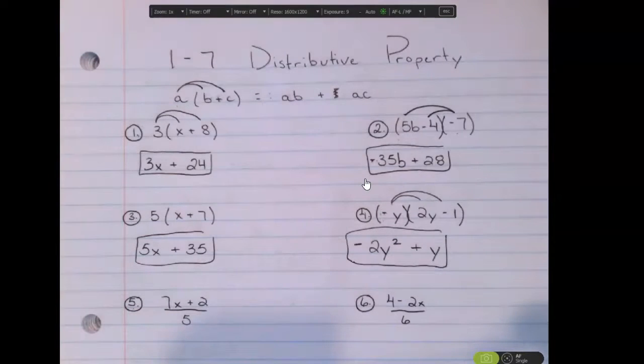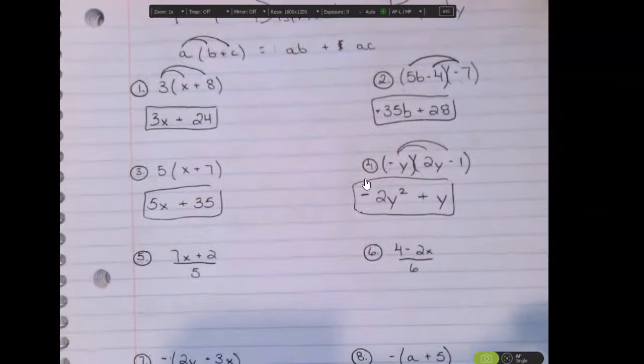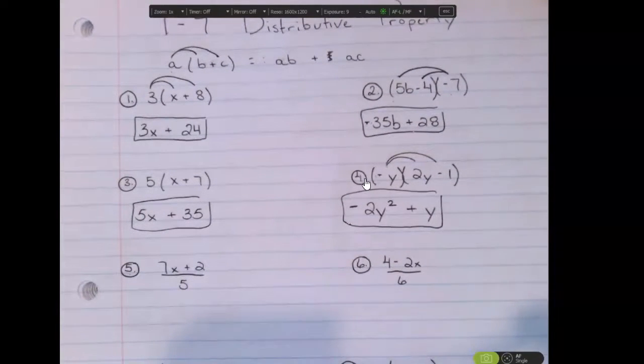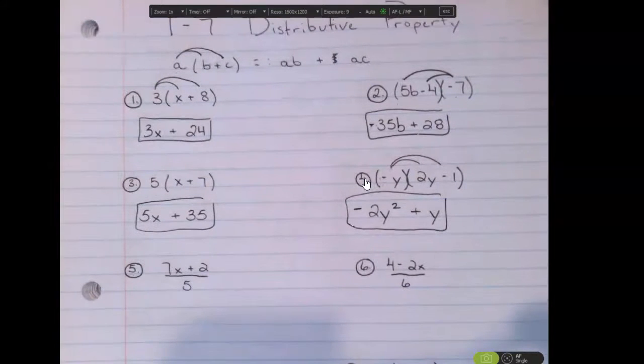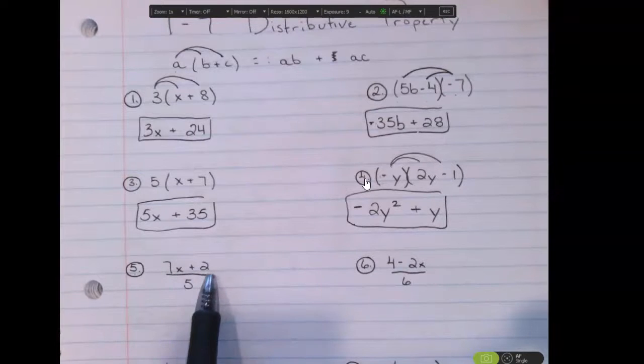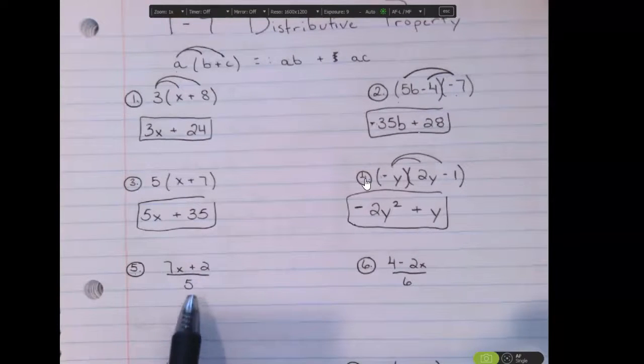All right, let's go ahead and move ahead now, guys, into numbers 5 and 6. These two are very similar as well. I'm not really spending a whole lot of time on the layout of 5 and 6, and that's because there's kind of a shortcut with these that I'm going to show you. So for number 5, I've got 7x plus 2 in the numerator. This is a fraction over 5.